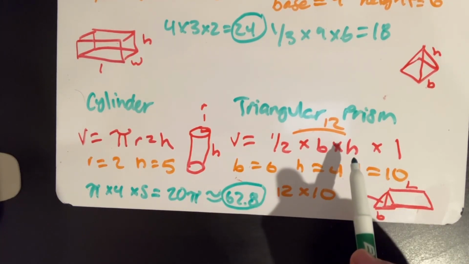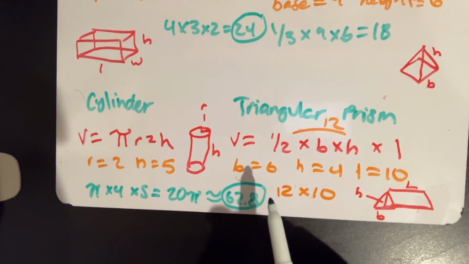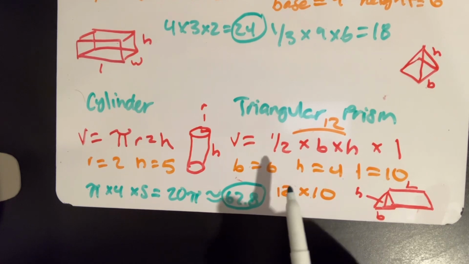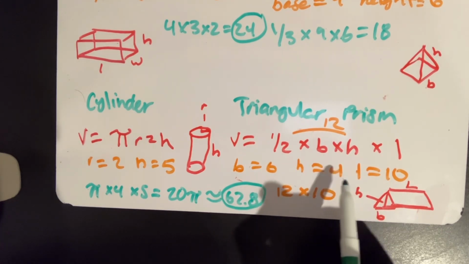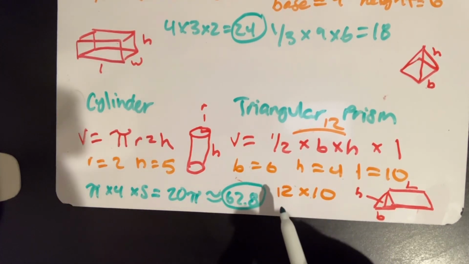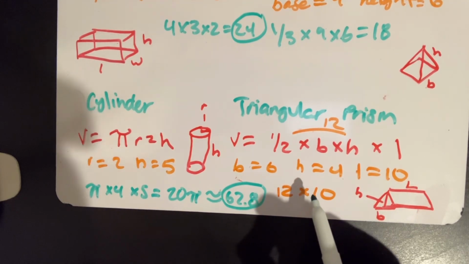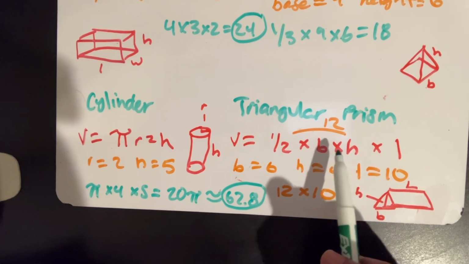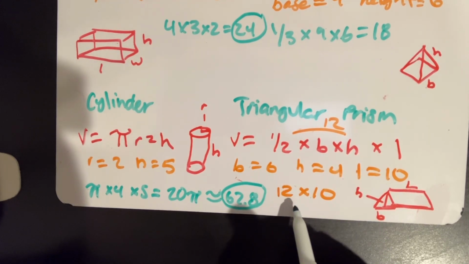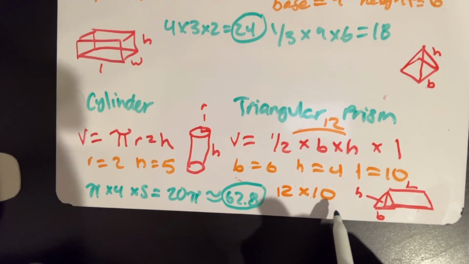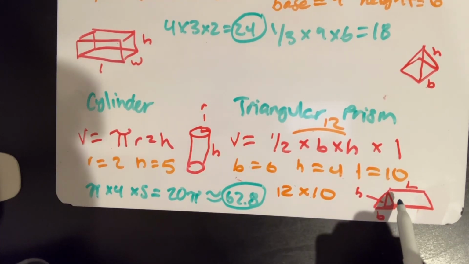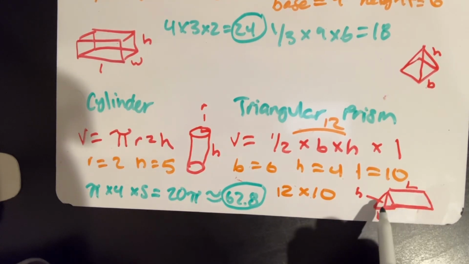For a triangular prism, the formula is volume equals 1/2 times base times height times length. If the base equals 6, the height equals 4, and the length equals 10, then first we're going to multiply the base times height times 1/2 to get 12, times the length, which is 10, to get 120 as our volume. The length is shown like this on a triangular prism, the height like this, and the base at the bottom.